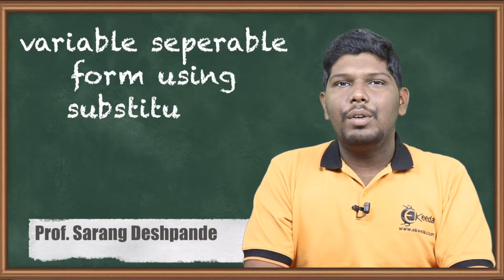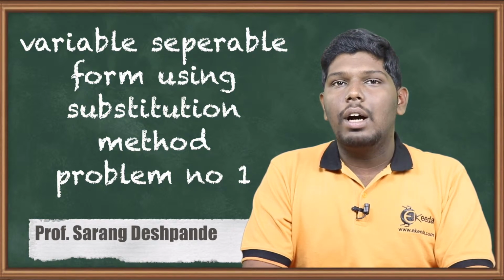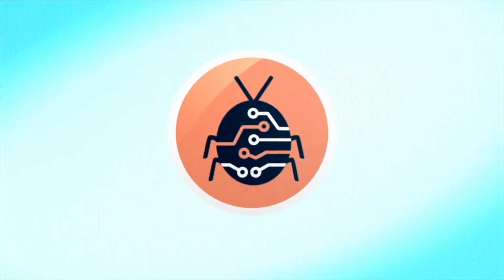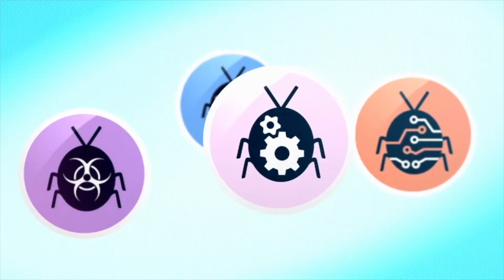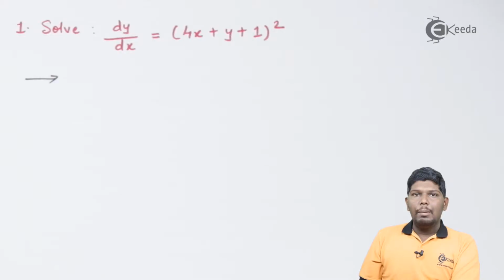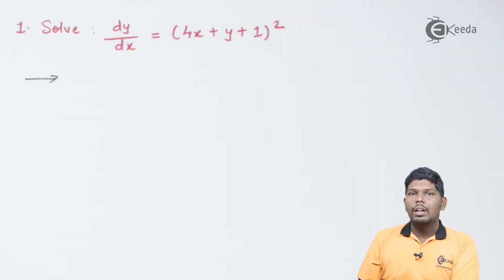Hello friends, in this video we are going to see how to find the general equation using variable separable method with a particular substitution. Let us start with problem number 1. dy by dx is equal to (4x plus y plus 1) the whole square.